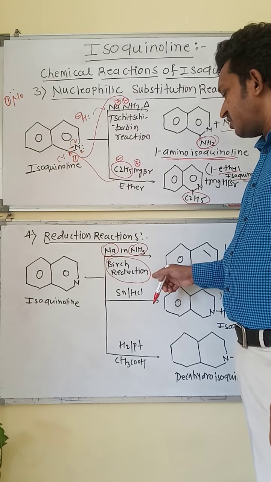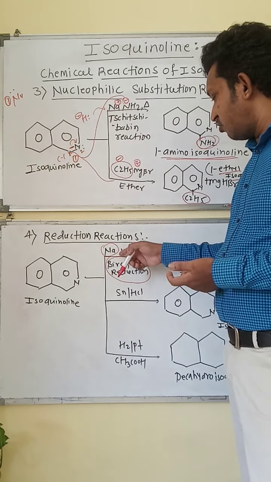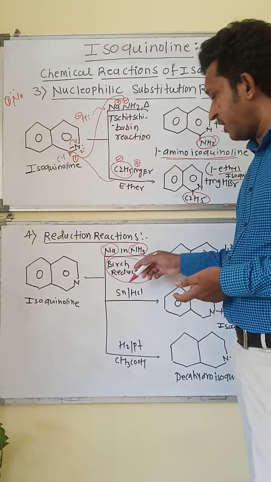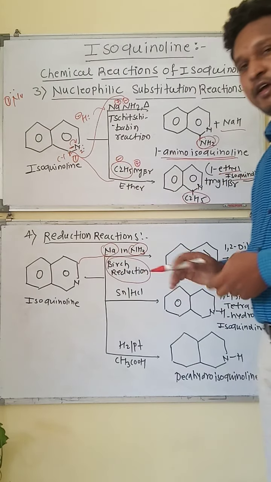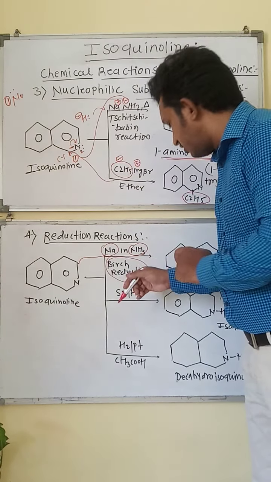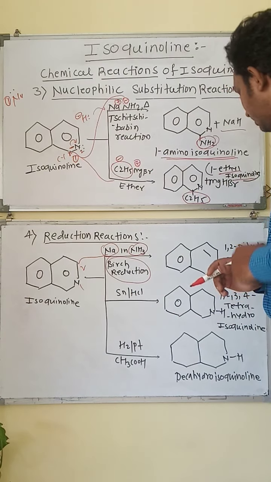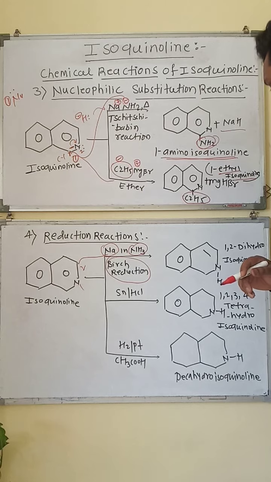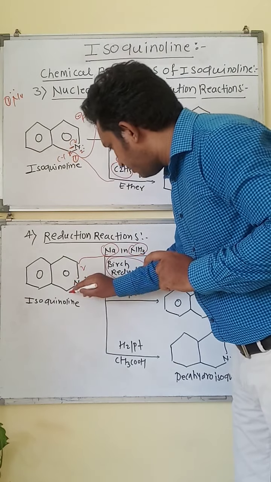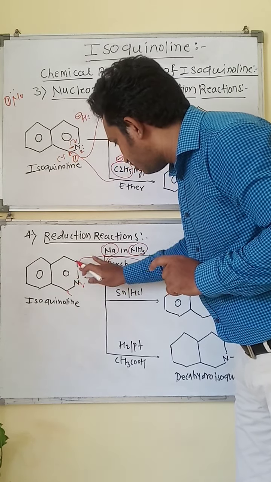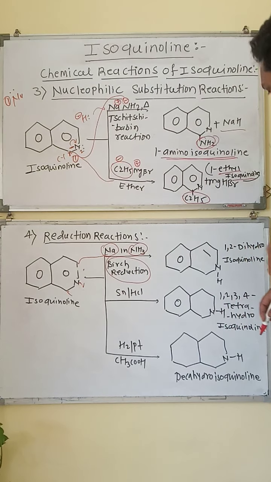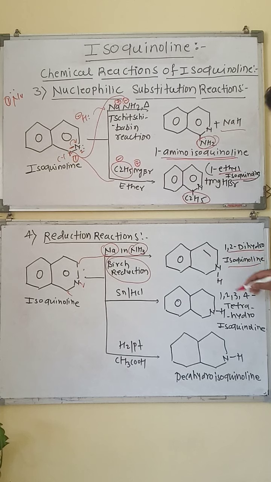Birch reduction reaction, in that we are using sodium in liquid ammonia, and it will react with isoquinoline. There is an addition of 2 hydrogens on the first number carbon atom and second number nitrogen of the isoquinoline, and we get the 1,2 dihydroisoquinoline. That is the first number and second number position.